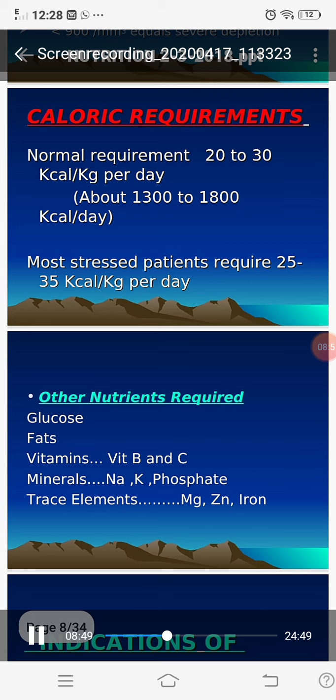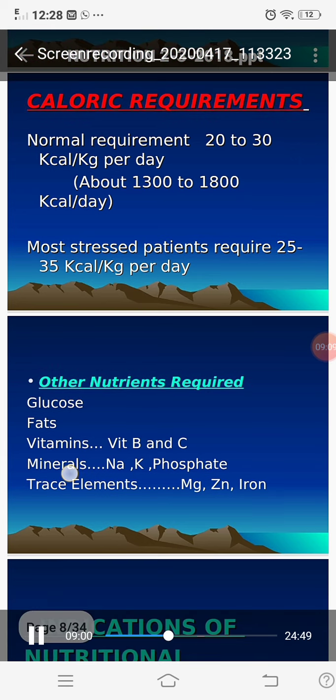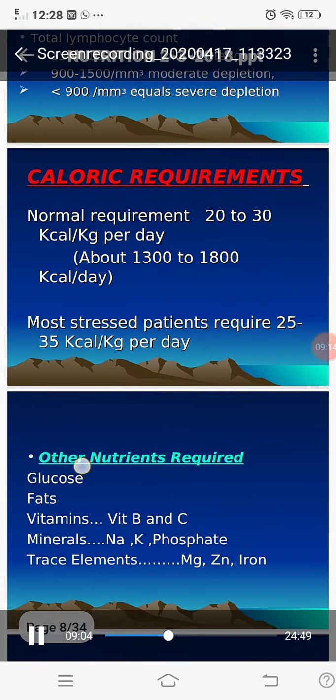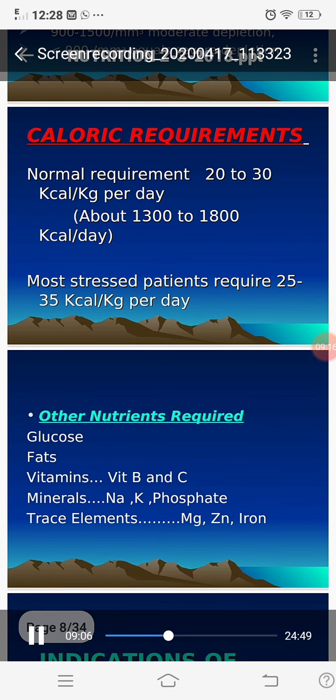Next is, what are the indications of nutritional support or requirement in malnourished patient?